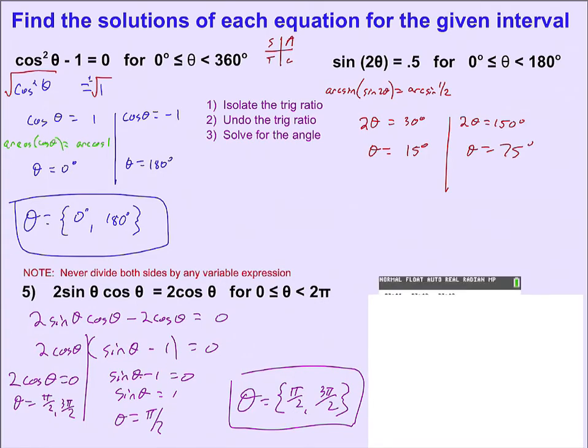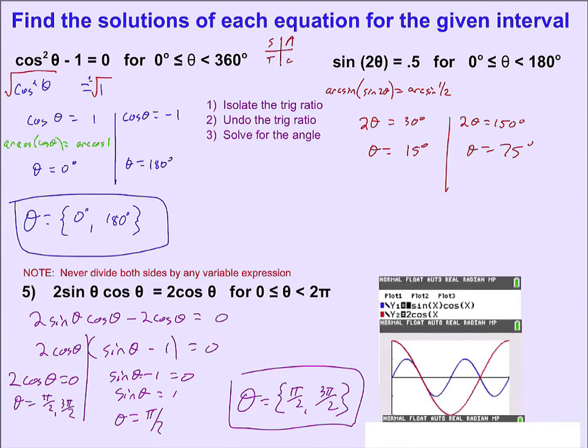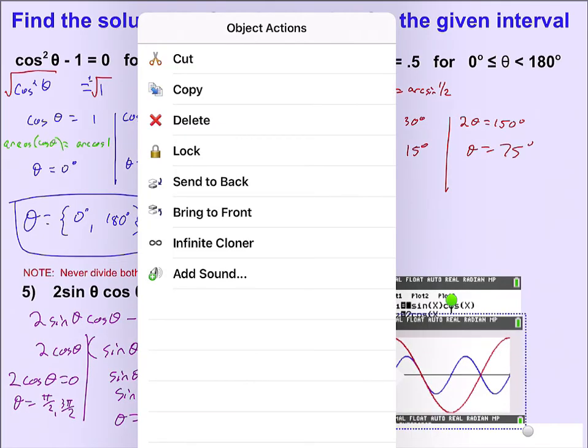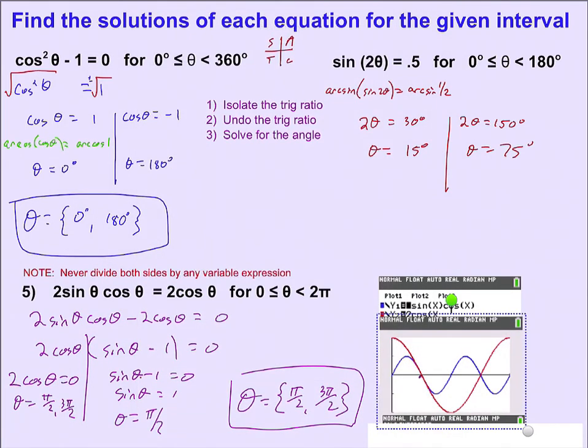It's worth showing you that if we were to look at a graph of these 2 functions, they would hit each other at pi over 2 and 3 pi over 2. That's where those intersections are.